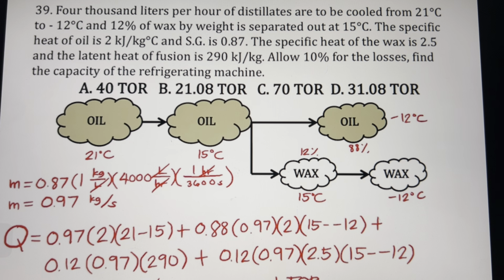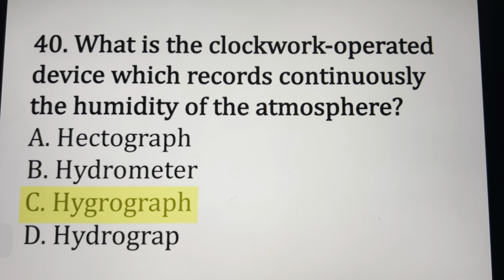What is our final answer in tons of refrigeration? The answer is 31.08 tons of refrigeration. What is a clockwork operated device which records continuously the humidity of the atmosphere? That is hygrometer.